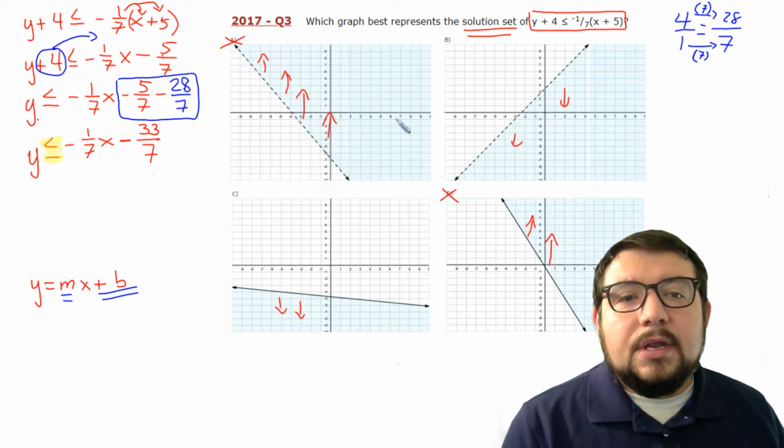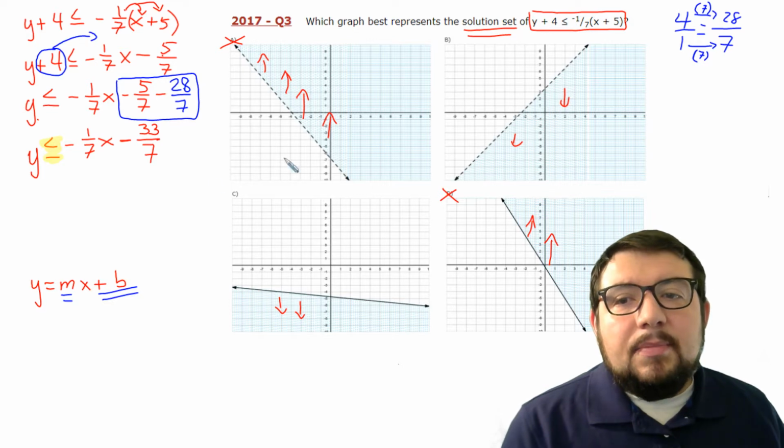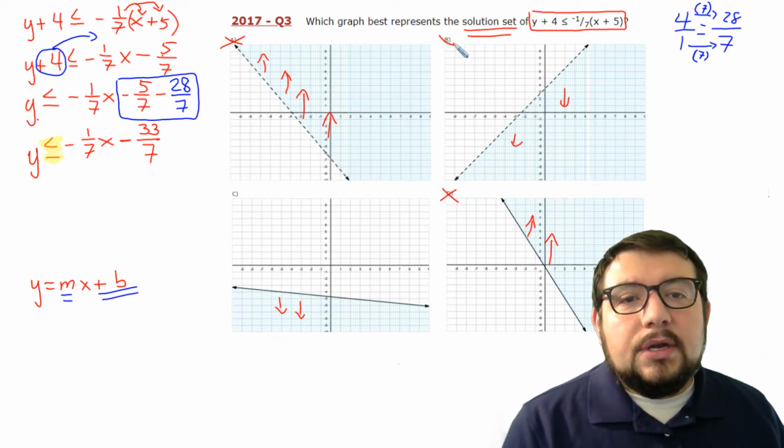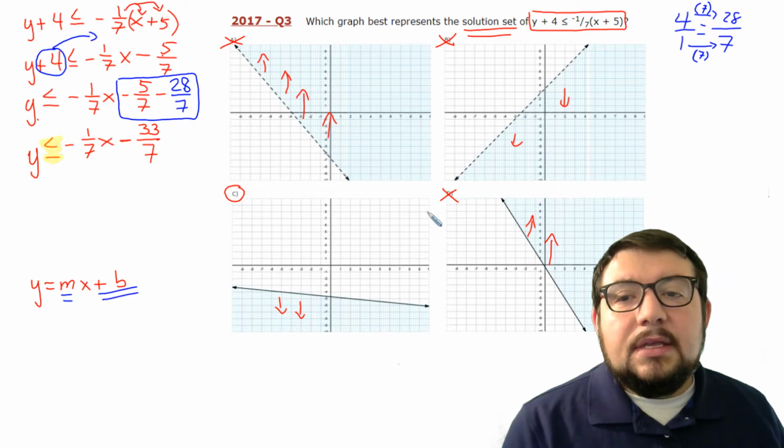So here I have a broken line. Well, this one we already eliminated, but here I have a broken line. Well, the line cannot be broken. When it has an equal sign, that line should be solid. So we're going to take out choice B. And oh, look at that. It has an equal sign, so the line is solid. It says less than, so it's colored underneath. And therefore, I know that choice C must be correct because I eliminated A, B, and D.